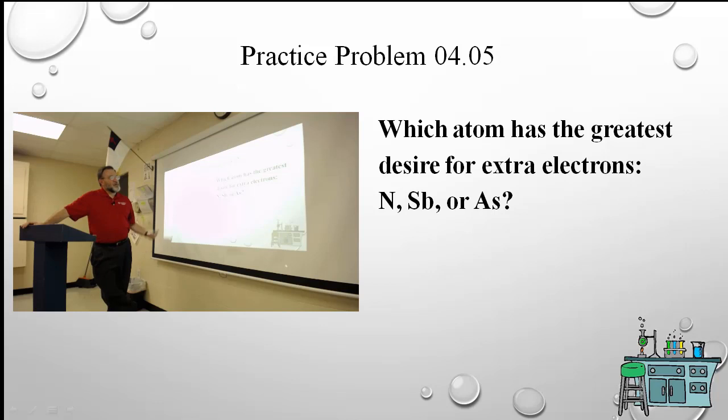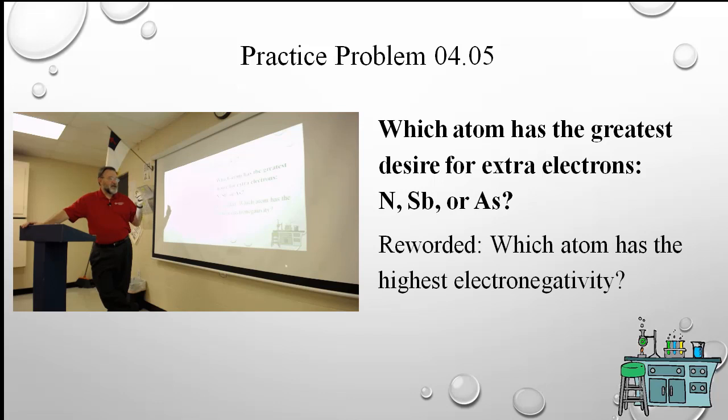All right. Which atom has the greatest desire for extra electrons? Now, this is one I want you to try to reword. What are they really asking here? Put it in terms that we've been studying. If something has a desire for extra electrons, what is it really asking us? Very good. Which atom has the highest electronegativity? Looking from the perspective of the atom, the more I desire to have more electrons, the more force I'm going to use to take those electrons. That's called electronegativity. So which of these three has the highest electronegativity?